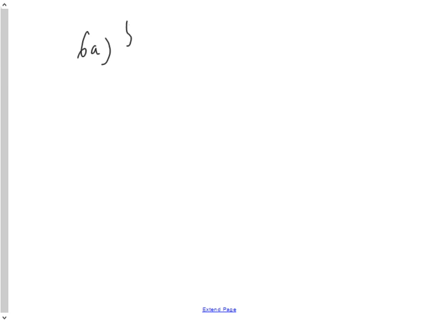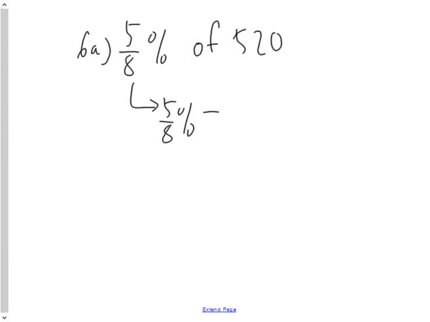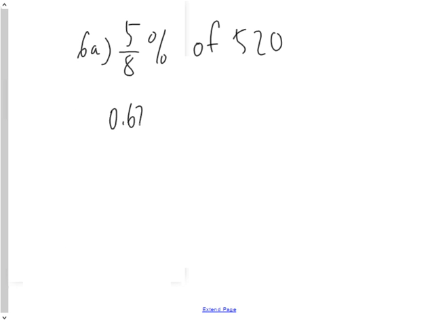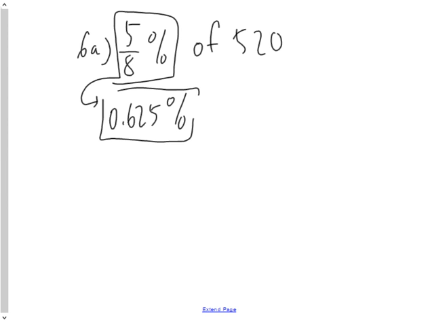Question 6A, 5/8%. So 5/8% of 520. Again, this number here, 5/8%, is not the same thing as 5/8. Okay? But we do know that 5/8% is slightly greater than 0.5%. Since 4/8% would be 0.5%, then 5/8% would be slightly more than 0.5% of something. That's the logic you can kind of use to estimate if you needed to. But we're not estimating, we're calculating. So 5/8 as a decimal, if I take 5 and divide it by 8, I get 0.625. So since 5/8 and 0.625 are the same number, then this percent and this percent are the same thing.